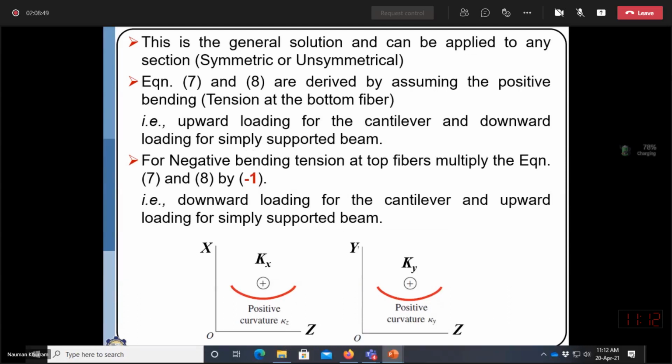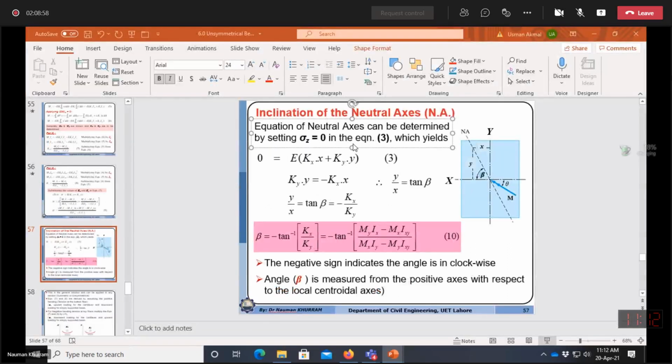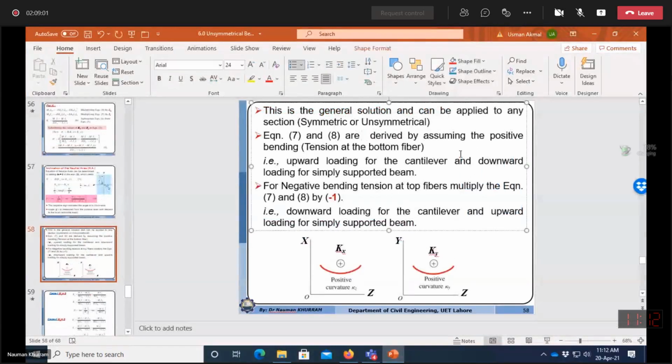So equations number 7 and 8 are derived by assuming... which equations 7 and 8? Equations 7 and 8 are the equations for curvatures, ky and kx. These are the equations for curvature.